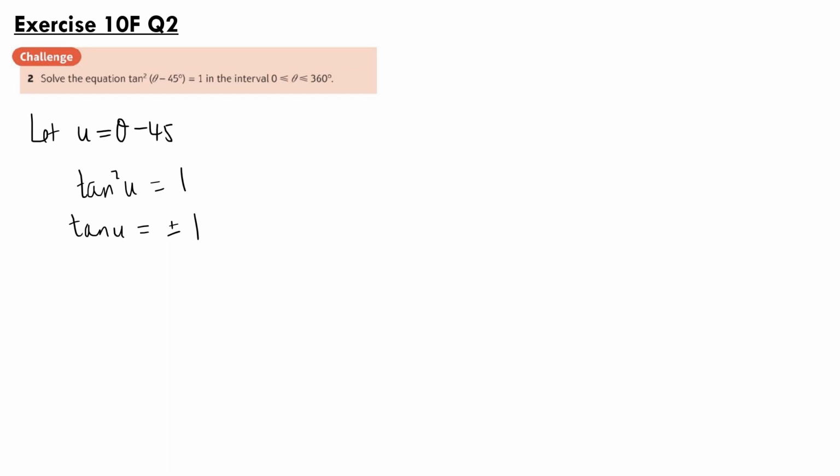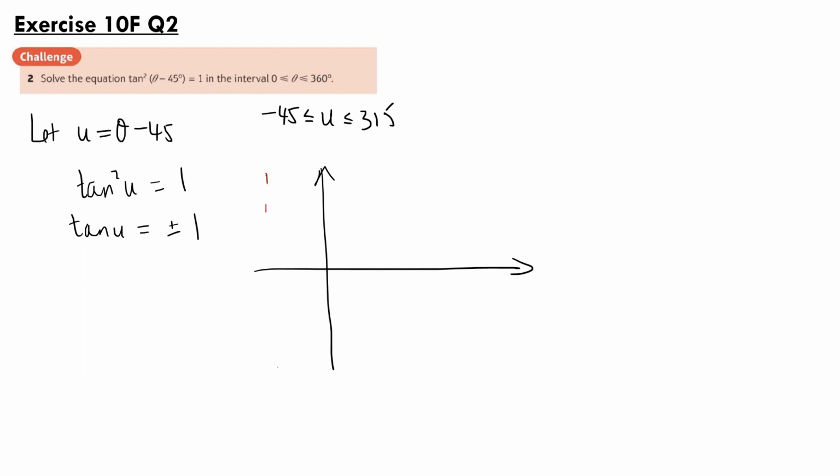Now looking at the interval again, if we take 45 from each of these terms, we have minus 45 is less than or equal to theta minus 45, which is u, is less than or equal to 360 minus 45, which is 315. And so, drawing the graph of tan theta between minus 45 degrees and 315 degrees, remembering that our asymptotes are at minus 90, positive 90, and also one at 270.